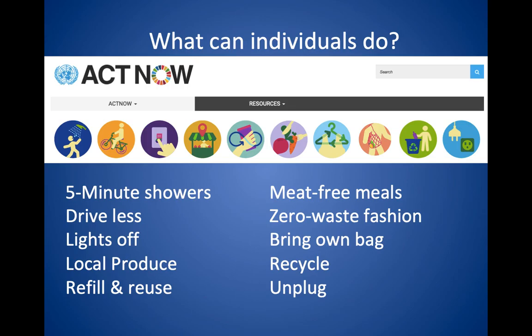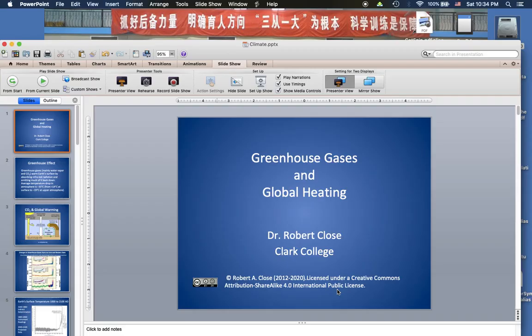And there's also a list of things that individuals can do really without much investment. So here's a list here: 5-minute showers or less, driving less, turning lights off, using local produce, refilling and reusing containers, meat-free meals, zero waste fashion, bring your own shopping bag, recycle, and unplug devices that are not being used. Okay, so that's a summary of greenhouse gases and global heating.